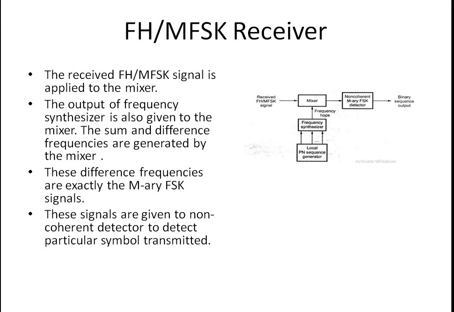At the frequency hopping MFSK receiver, the received signal is applied to the mixer. The output of the frequency synthesizer is also given to the mixer. The sum and difference frequencies are generated by the mixer. These difference frequencies are exactly the MFSK signal. This MFSK signal is given to a non-coherent detector to detect the particular symbol transmitted.